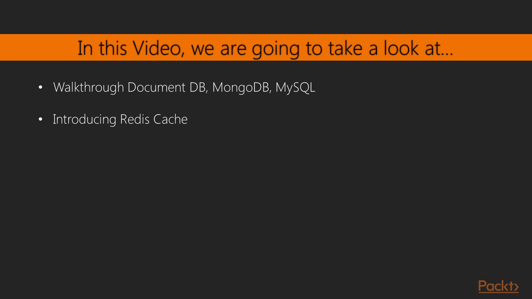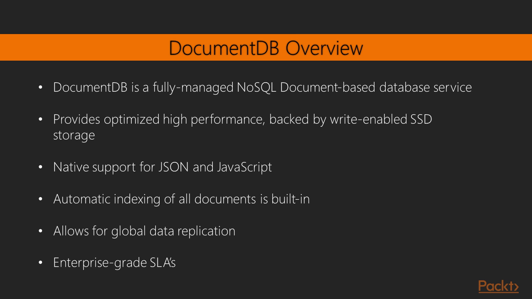Now let me start with giving you an overview of DocumentDB. DocumentDB is a fully managed non-SQL document-based database service which provides an optimized high-performance database platform, backed by write-enabled SSD storage. It natively supports JSON and JavaScript. Indexing is automatically managed for all documents inside the database. It allows for global data replication, and it also provides an enterprise-grade SLA.